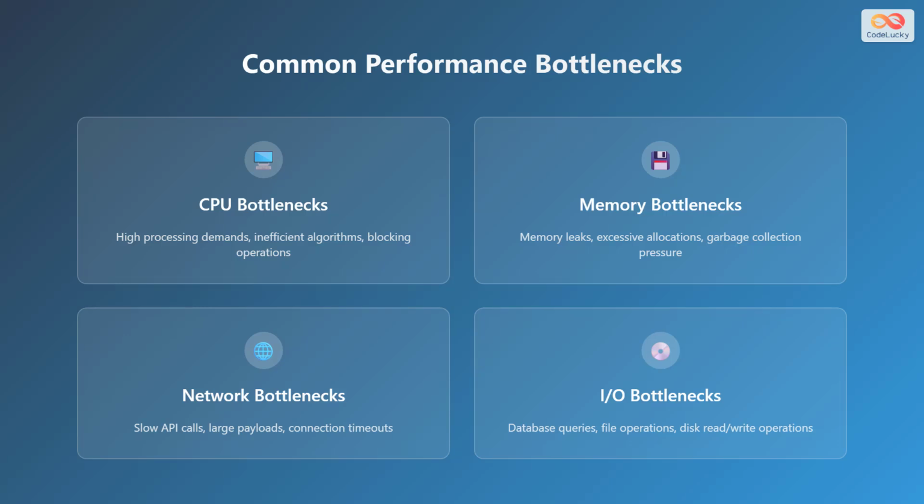These are caused by memory leaks, excessive allocations, or too much garbage collection. Then we have network bottlenecks. These happen due to slow application programming interface, or API calls, large payloads, or connection timeouts. Lastly, we have input-output or I/O bottlenecks, such as slow database queries, file operations, or disk read and write operations.